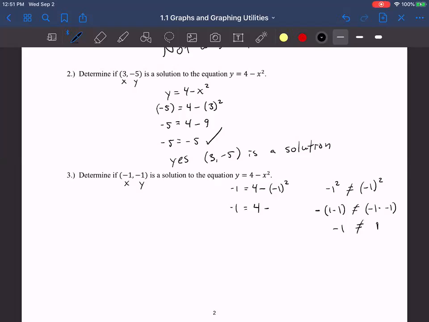So this is -1 equals 4 minus (-1) times (-1). -1 times -1 is +1. And so this squares to being 4 minus 1. And this is -1 equals 4 minus 1, which is 3. They are not the same, and therefore, this is not a solution. Okay? So we'll pick up there in the next class.